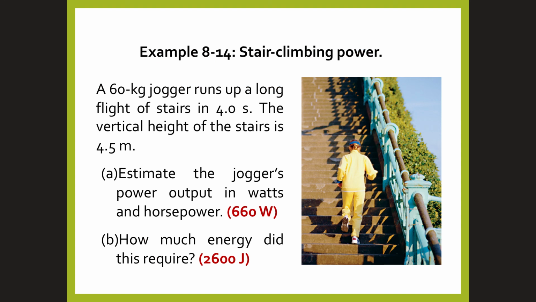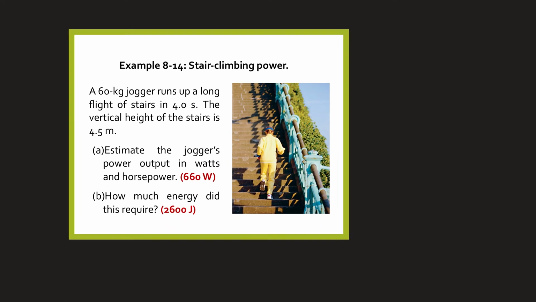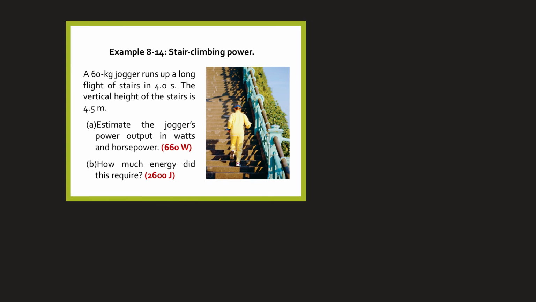Okay, so let's answer this question, which is quite easy. A 60-kilogram jogger runs up a long flight of stairs in 4 seconds. The vertical height of the stair is 4.5 meter. Estimate the jogger's power output in watts and horsepower. Okay, so I'll give you the answer in watts first.